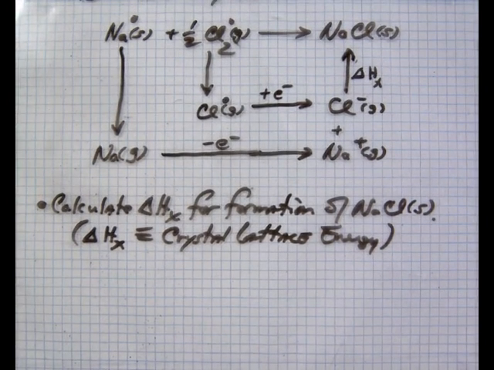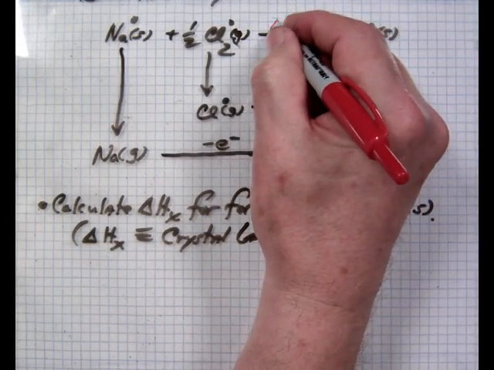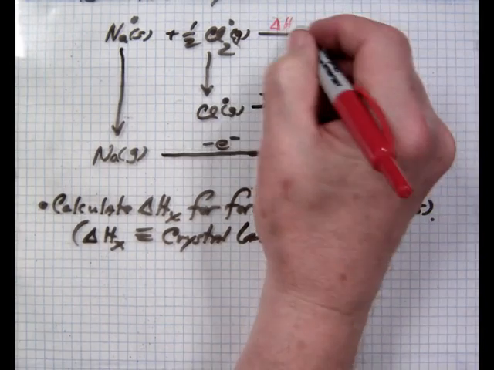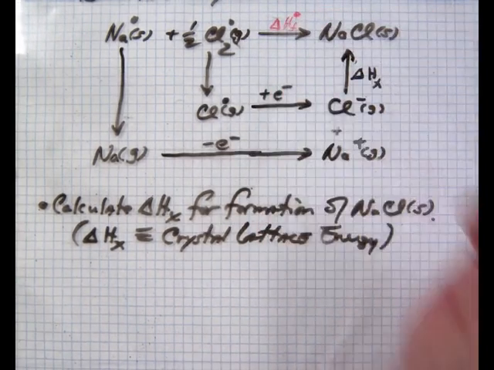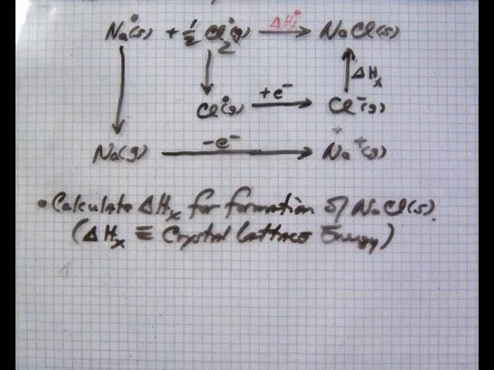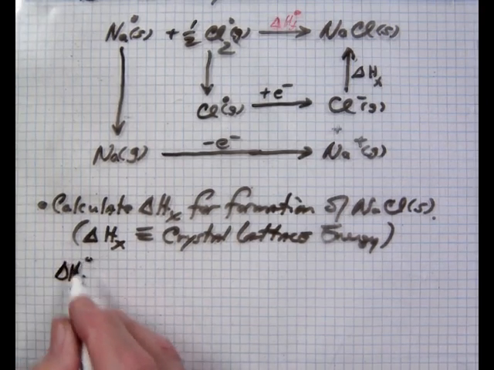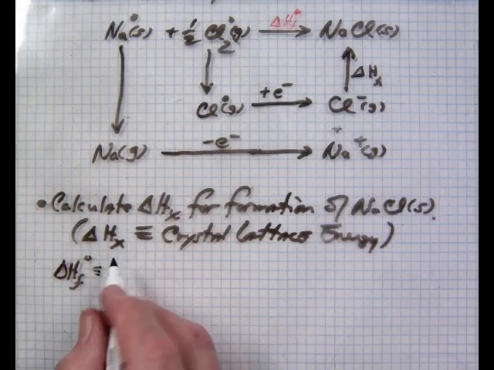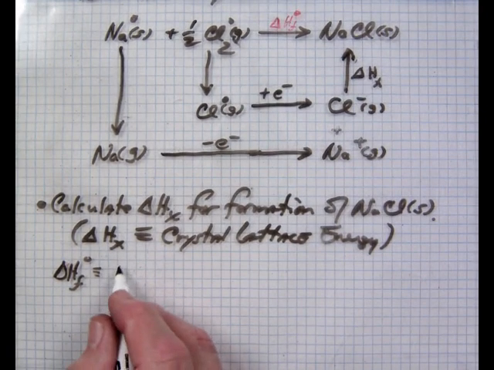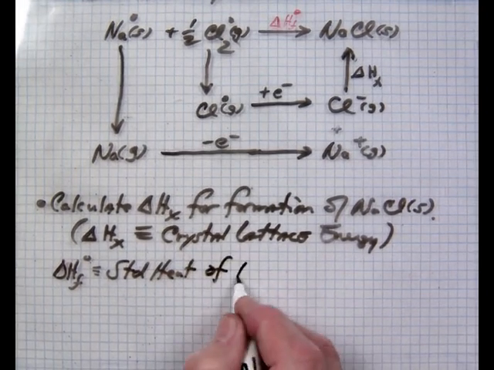So let me try to, I'm going to put these in color so you can hopefully see it better. Maybe this will come out all right. This first energy change up here is standard heat of formation that you'd look up in the textbook. So delta HF is the first energy change that we've got to work with, and that's the standard heat of formation.